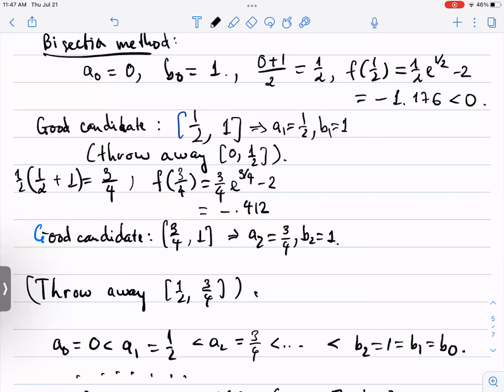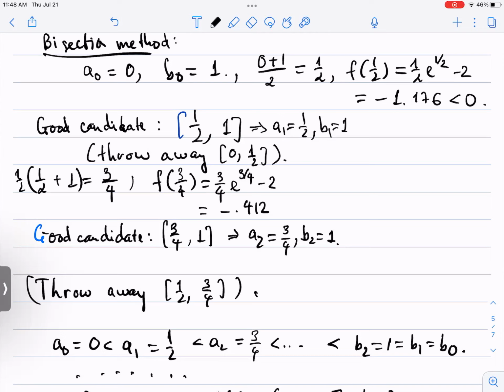So the good candidate here is the upper half, the interval from 1 half to 1, because at 1 half, f of 1 half is smaller than 0 and f of 1 is bigger than 0. So we throw away the other half, the interval from 0 to 1 half. And we let a1 equal 1 half, b1 equal 1. So this is a new interval.